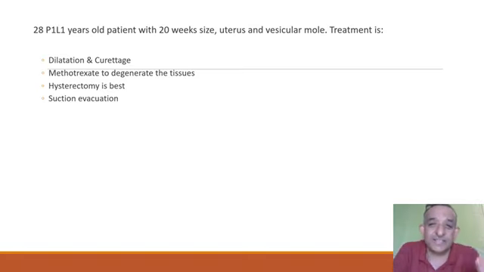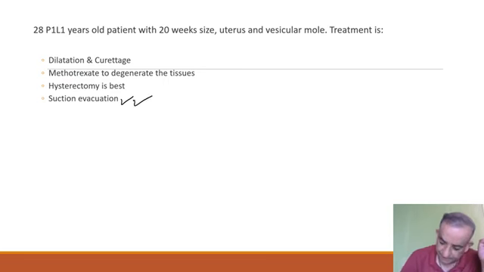Don't say DNC. This is where we don't say DNC. Most of the places in gyne you end up saying DNC and you can get away with it. But here you have to say suction evacuation under oxytocin infusion. Okay, so suction evacuation is the answer here.